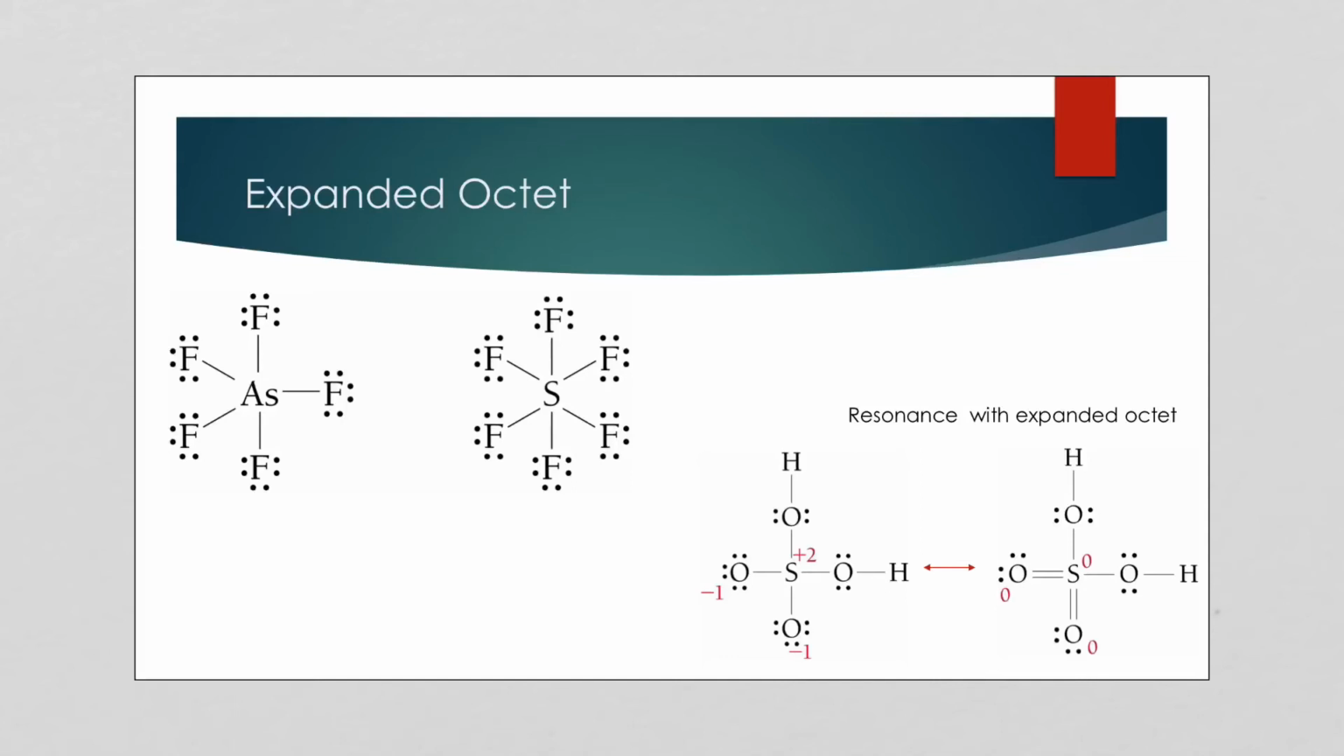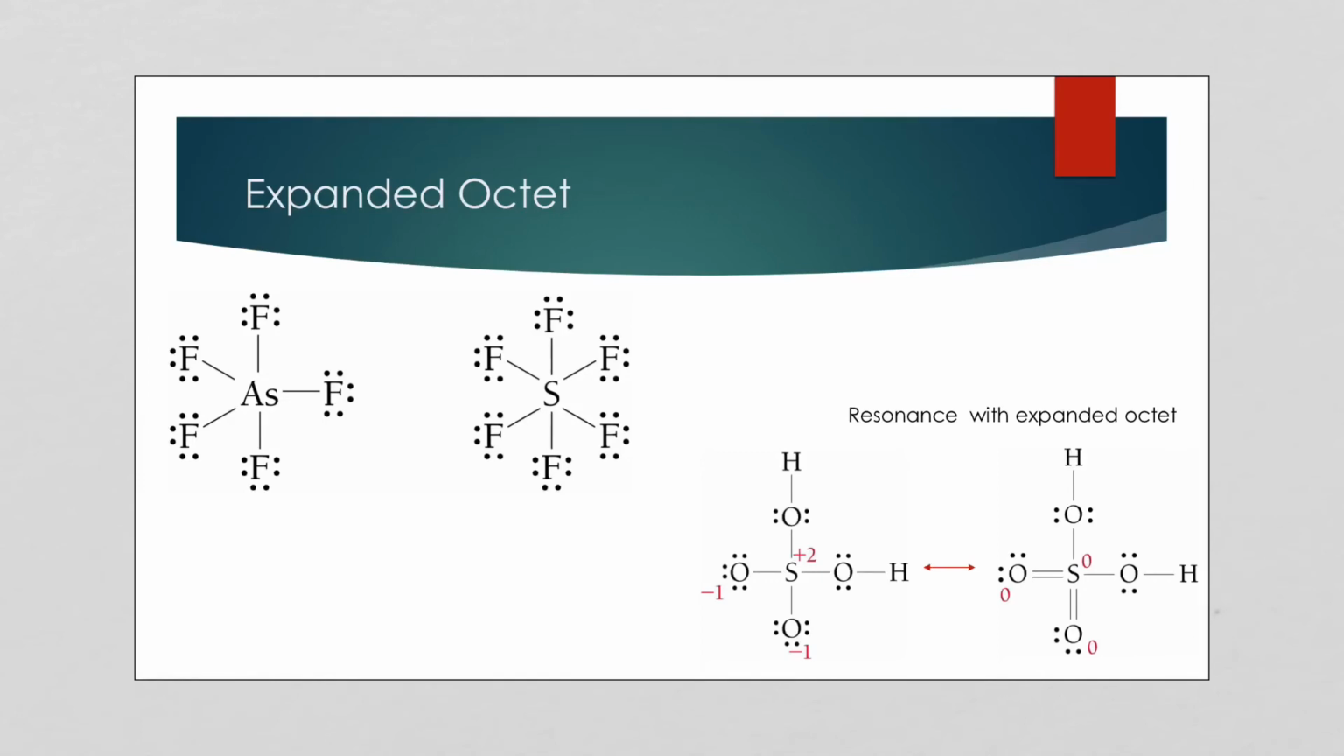And again, this can occur as long as you're in period 3 and below. So while nitrogen can't do it and oxygen can't do it, sulfur can do it, astatine can do it, phosphorus can do it. So we're going to see these kinds of compounds. And these are perfectly stable, and you could draw formal charges to show that. But for now, we're just going to leave it at that. We're going to approach these where we can expand the octet beyond this.